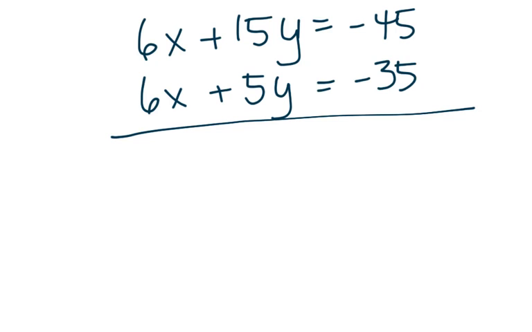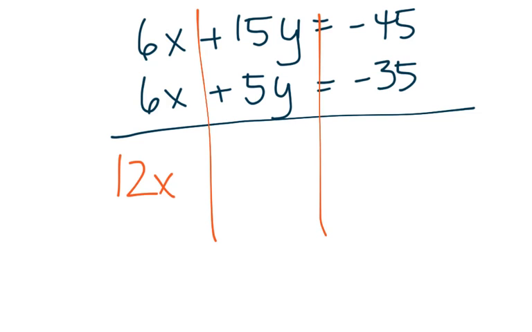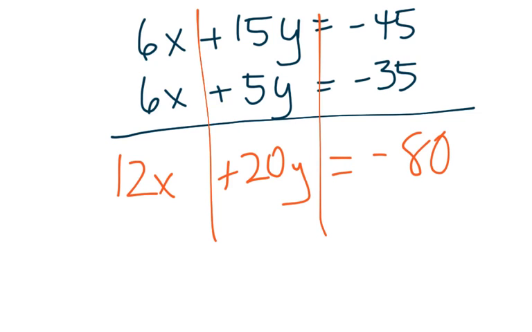Notice if I added these right now, let's just go ahead and add them right now. I would get 12x, 20y, and negative 80. Nothing eliminates. This doesn't help me to add these because nothing goes away. I just have bigger numbers now. We have to make it happen for something to go away. Like, it has to be a choice that we do.